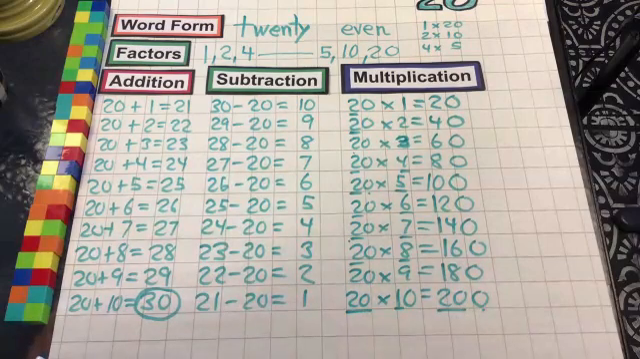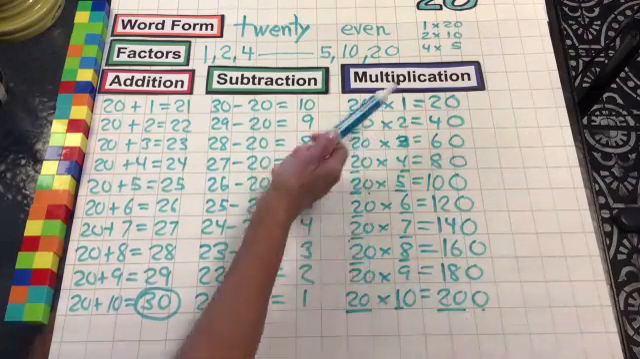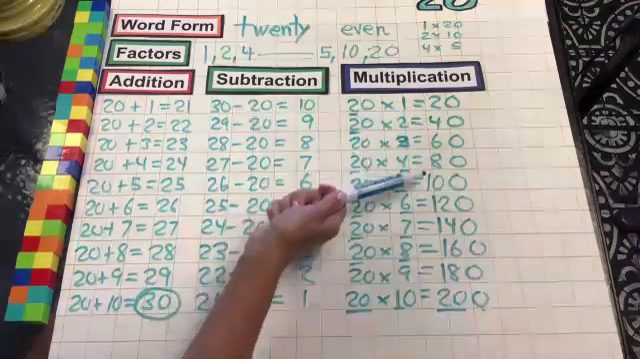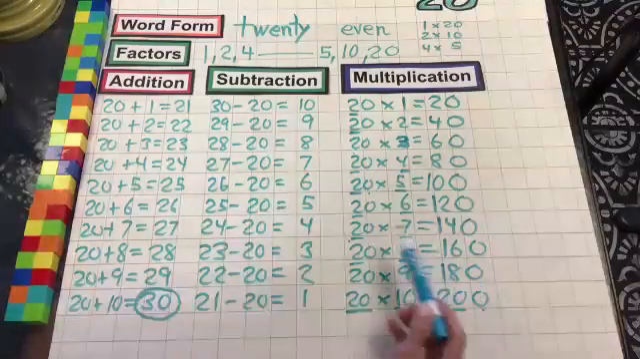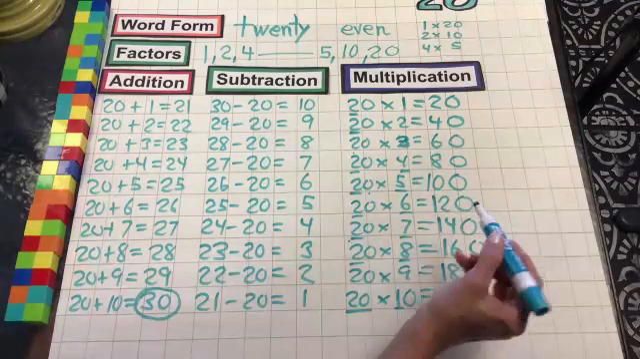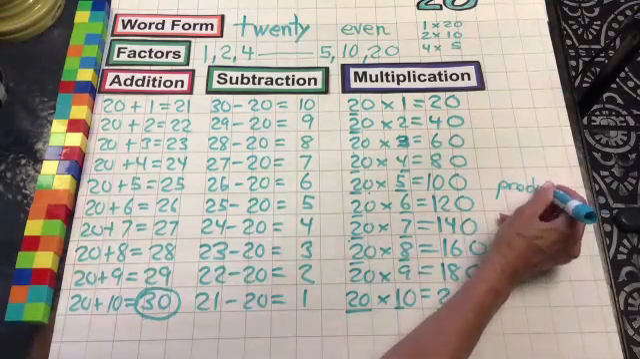All right, looking good. Now remember, these are all multiples of 20. So basically we're counting by 20, 20, 40, 60, 80, 100, and so on. Those are multiples of 20, but they also are the answers to a multiplication problem, which is a product.